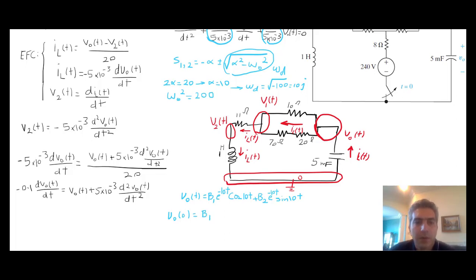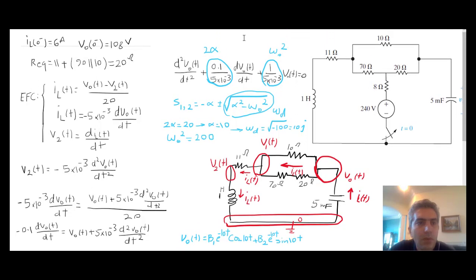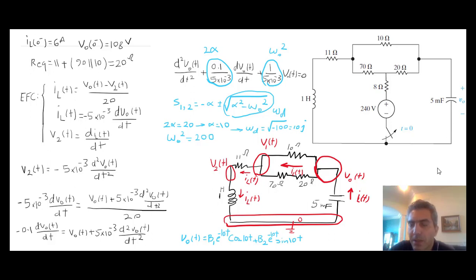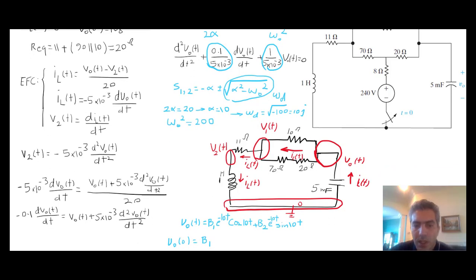Now, if you recall, if you go up here, V out of 0 minus was 108 volts, but that's the voltage of a capacitor. So the voltage of a capacitor before and after the switch can't change. In other words, V out of 0 minus is the same as V out of 0. So down here, this is the same as V out of 0 minus that we calculated, and that's 108 volts. So there you go. I know B1.